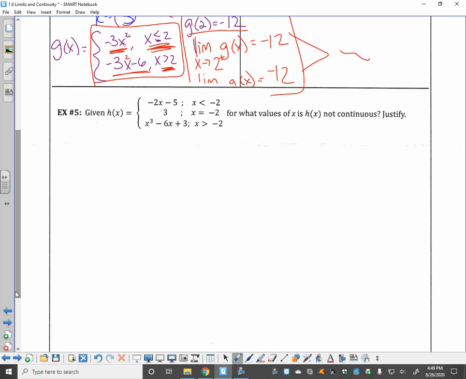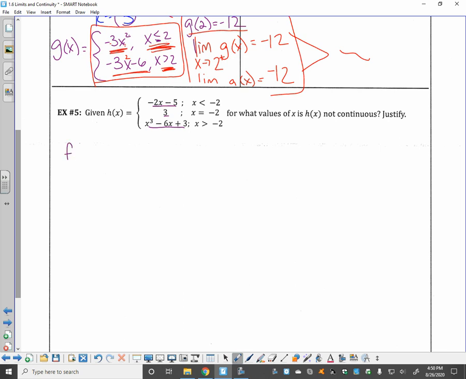Okay, we've got 3 pieces. I've got a piece on the left, a dot in the middle, and a piece on the right. I'm linear on the left, a dot in the middle, and quadratic on the right. For what values of x is h not continuous? Well, all the action happens at -2. I know this is a linear function, he's continuous. That's just a dot. And I know that's quadratic, he's continuous. So I really just need to figure out what happens at -2.